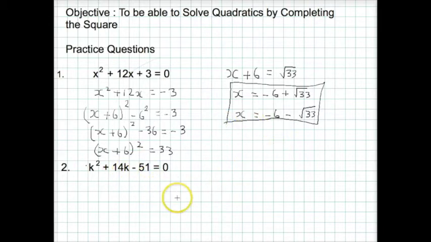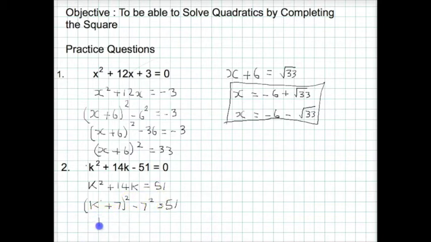Question 2. Exactly the same type of thing. So what we're going to do is take the negative 51 over first of all. So we've got k squared plus 14k, and that's going to equal 51. We're then going to complete the square. So we've got k plus 7 all squared, just halve the 14. Now we're going to take away that 7 squared, and that's going to equal 51.